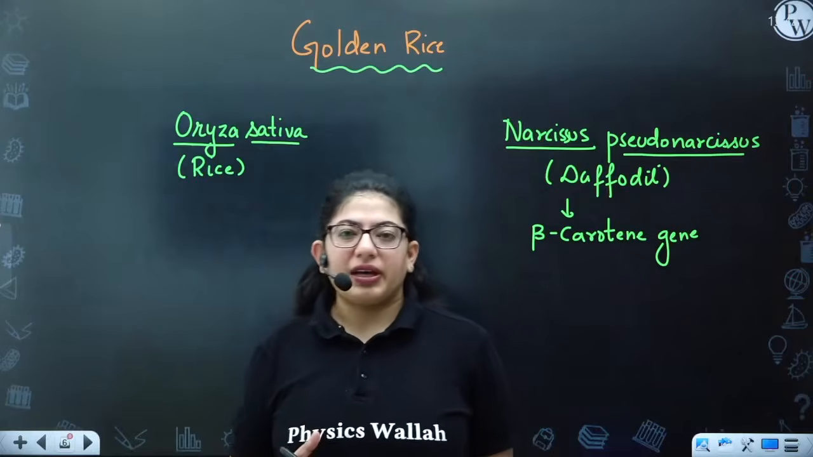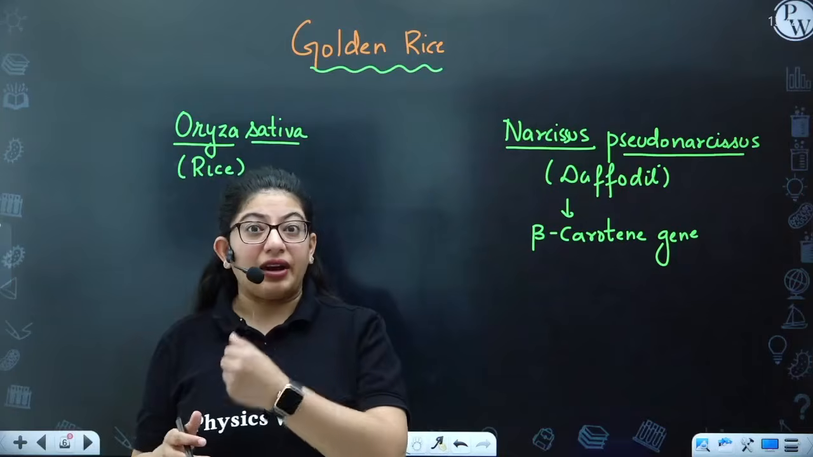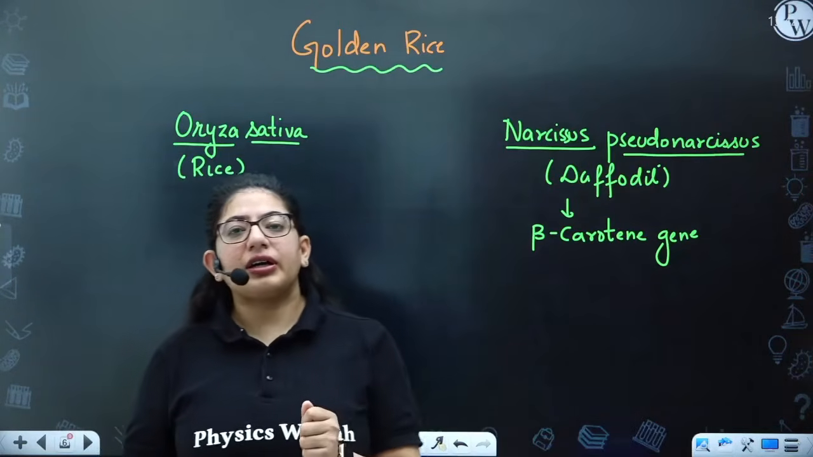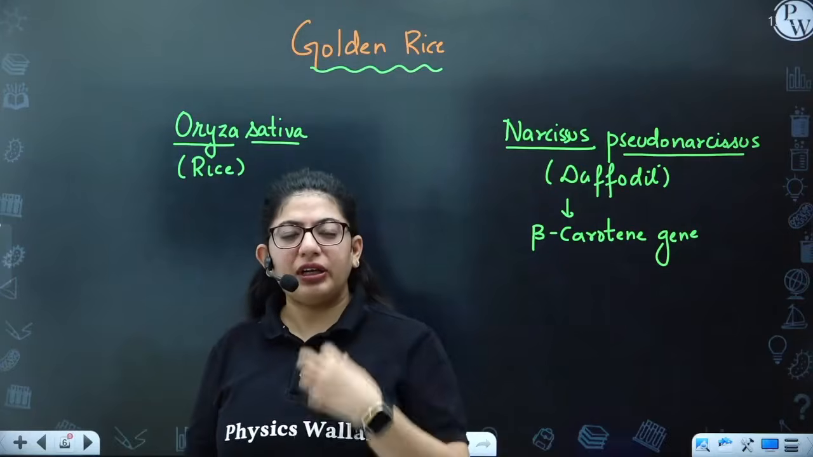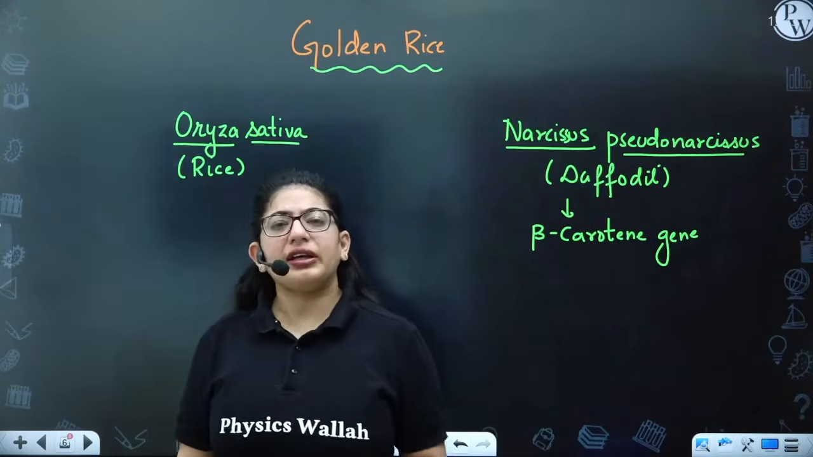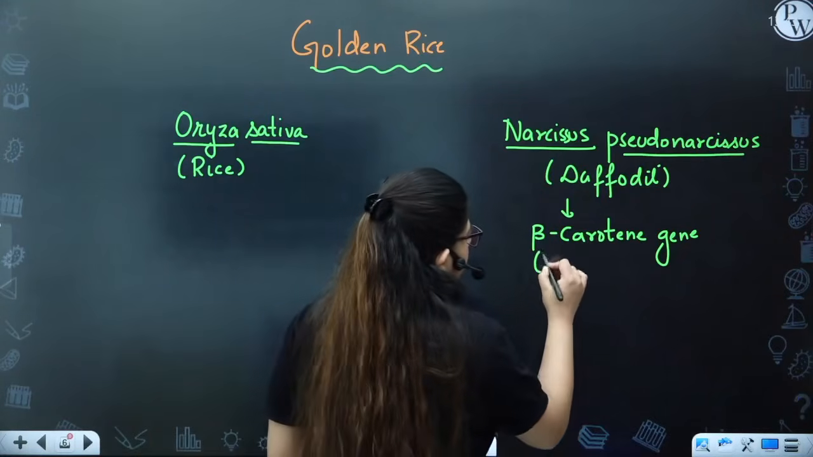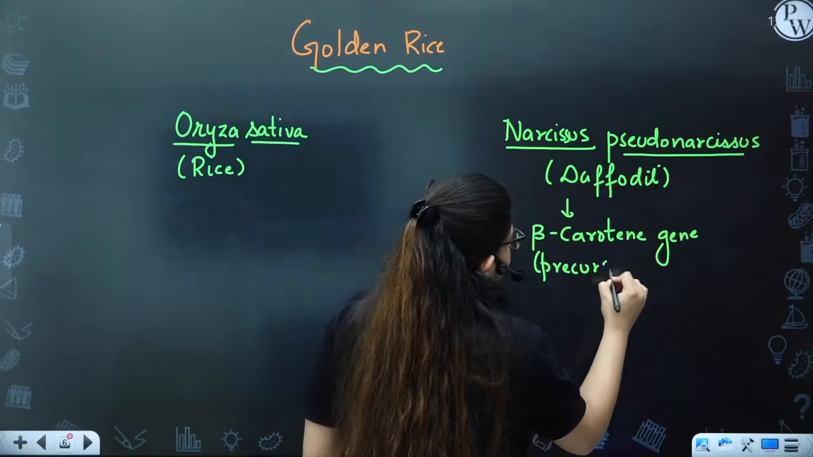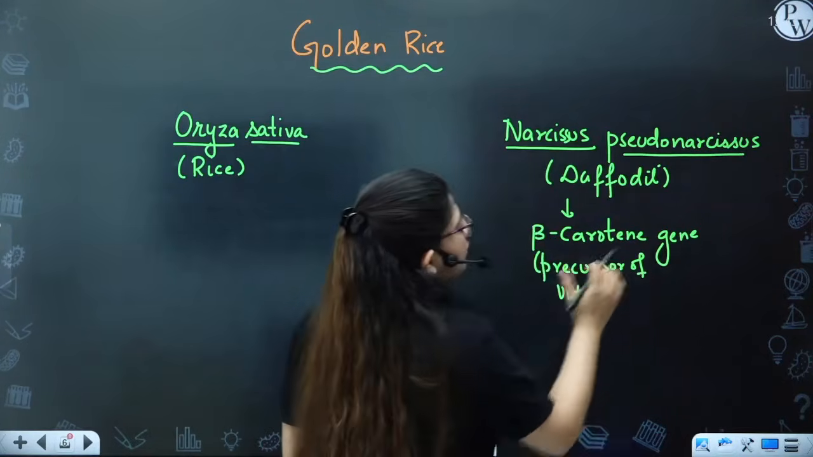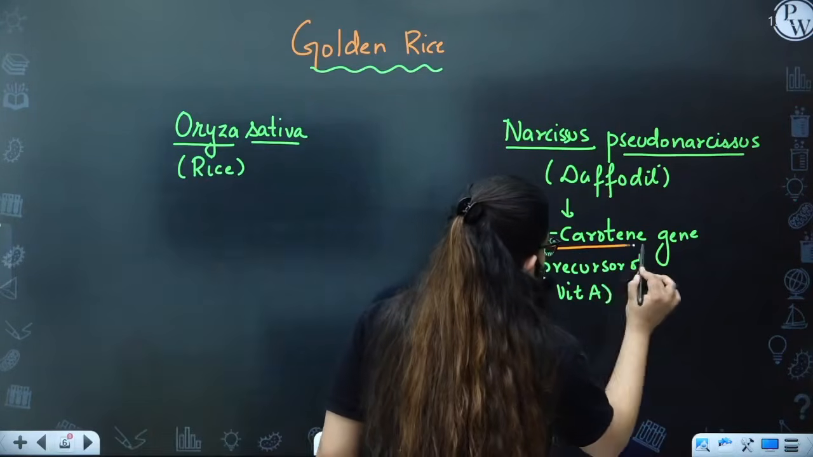See guys, there is a mechanism in our body. Beta carotene, which is rich in carrot as well, is why we say carrot is good for eyes. Beta carotene is present in that. When you eat beta carotene, it's a precursor of vitamin A. It goes to your liver, and in the liver it gets converted into vitamin A. So we say beta carotene is a precursor of vitamin A. I'm writing gene here, but what is the precursor of vitamin A? The beta carotene, not the gene.